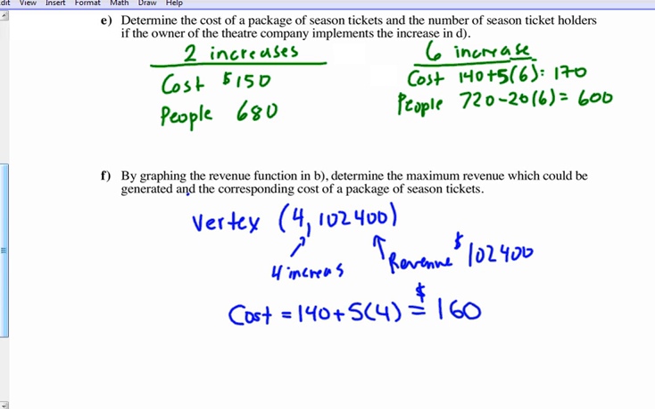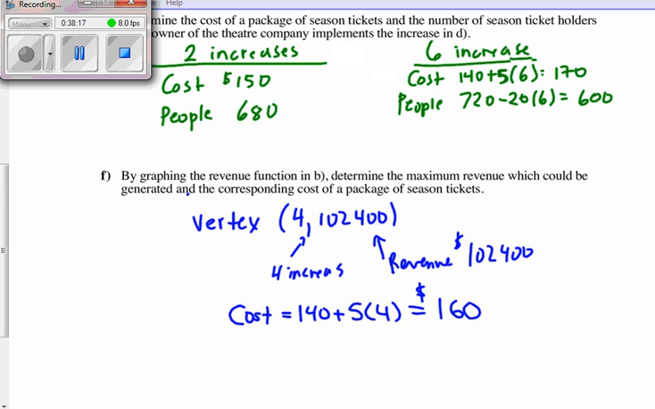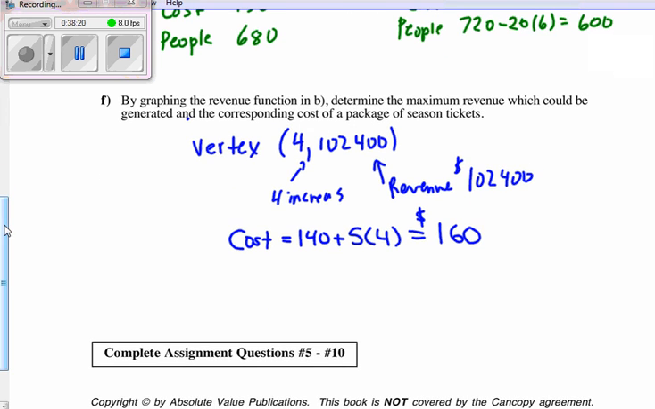And then we're going to be seeing dollar signs. Okay, so your homework is the rest of the assignment, 5 to 10.